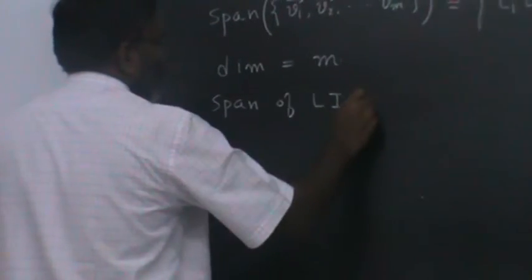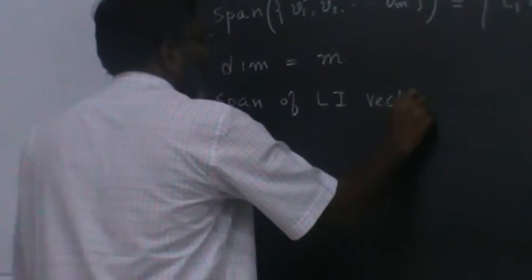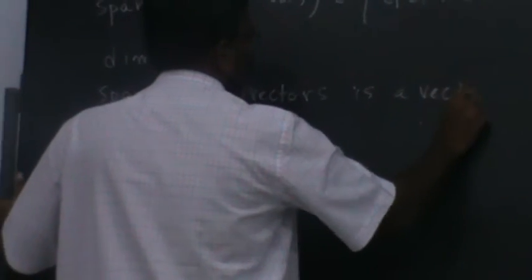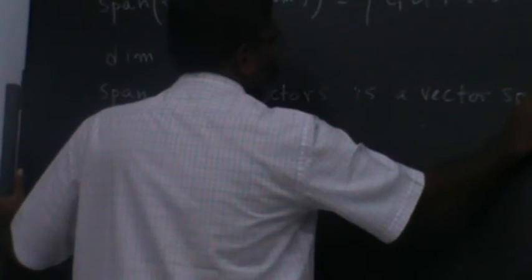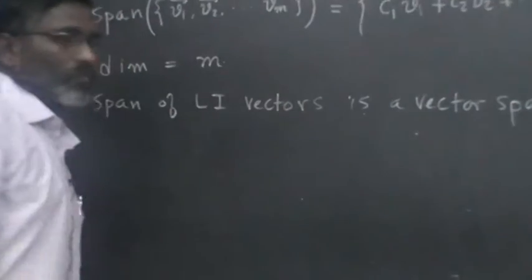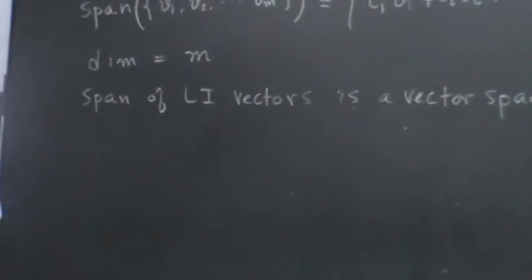So the span of any set of linearly independent vectors is a vector space. The dimension is equal to the number of linearly independent vectors. In fact, the linearly independent set of vectors that we have considered itself will become one of the bases for this.